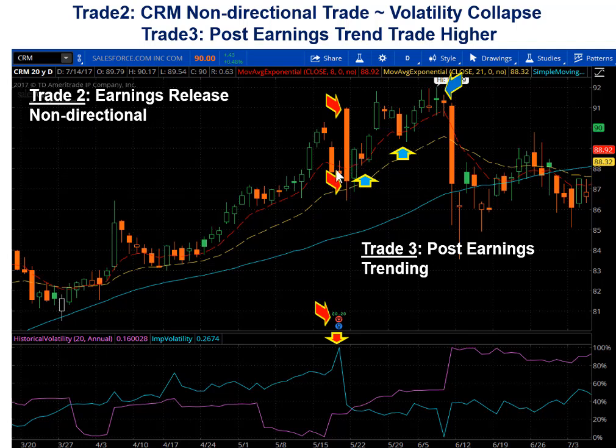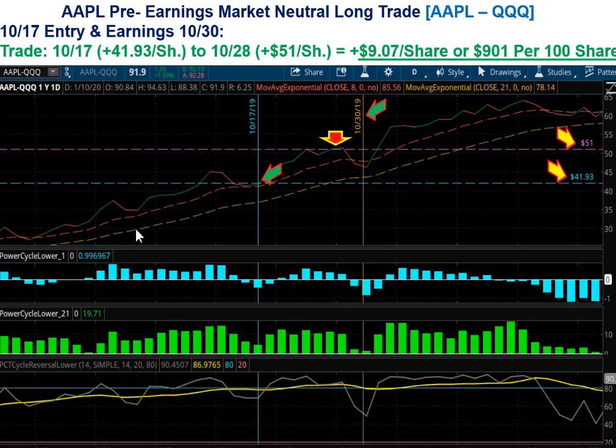Here's an example of what that looked like on Apple, doing the same type of trade, but as what we call a pairs trade. This is just another way to trade a pre-earnings or post-earnings trend trade without having exposure to the overnight market. It's a kind of market-neutral trading strategy where you're long and short. In this example, this was Apple on its last earnings. The earnings were on October 30th, right where this yellow line is. This trade was set up to go long Apple and short QQQ, pairing it with a correlated instrument.